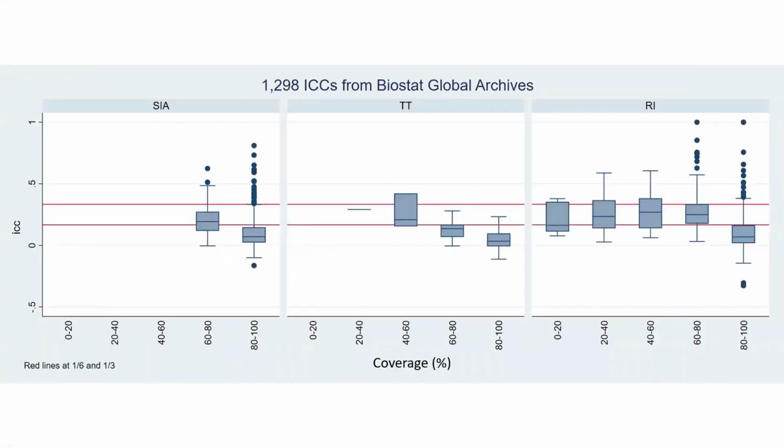This is the same ICCs, just broken out by survey type. So on the left, we see the campaign outcomes from post-campaign surveys, SIA surveys. In the middle, from neonatal tetanus surveys, checking to see if the mom had enough tetanus vaccination so that her newborn was protected at birth. And on the right, we have the vast majority of the data, which are from our routine immunization surveys.